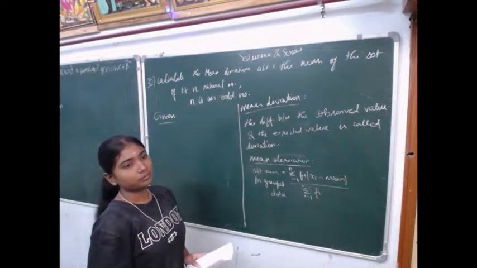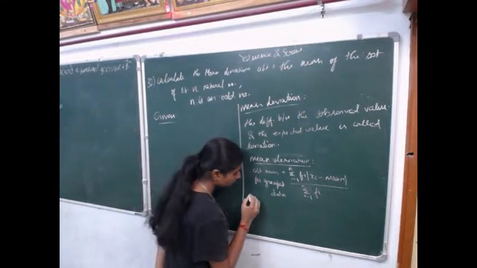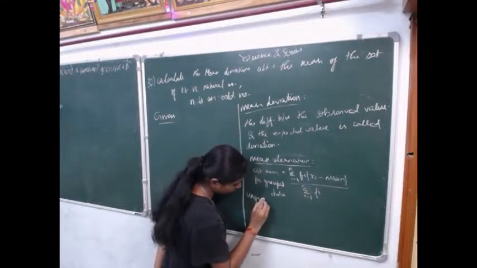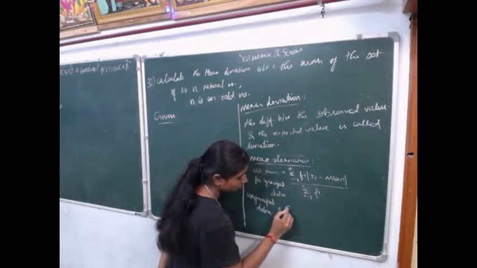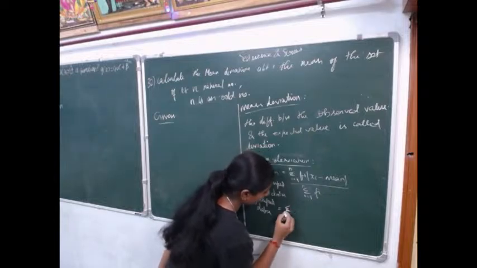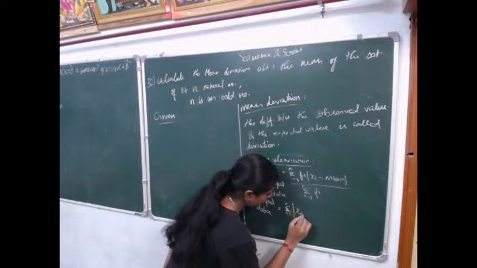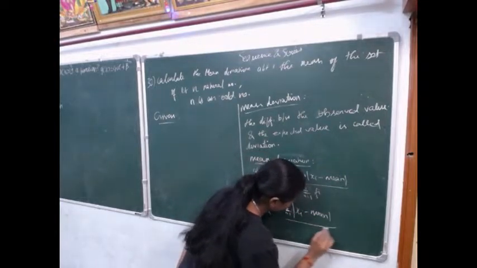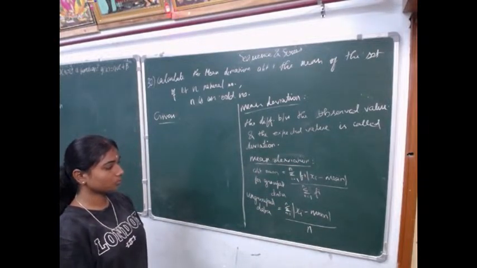And for ungrouped data, write down mean deviation for ungrouped data. Where you cannot get the frequency, you can simply say summation i equal to 1 up to n, and you take the modulus of xi minus mean, whole divided by n. That's all, where there is no question of frequency. Are you able to follow?